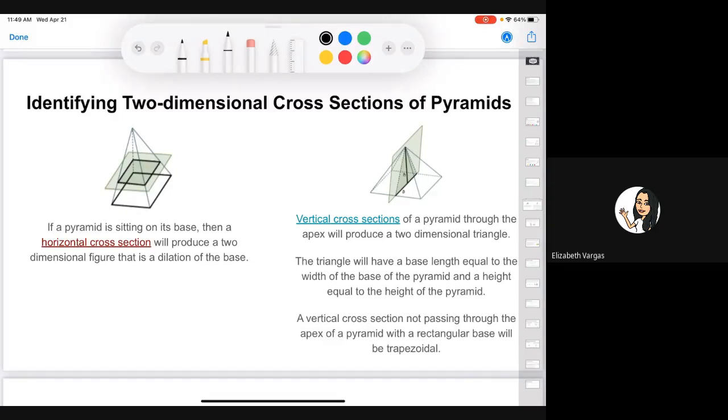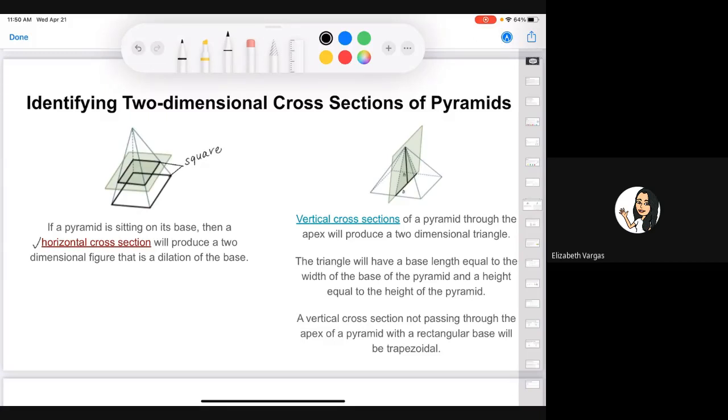And so here we actually have the same type of pyramid. They're both square pyramids, but one is a horizontal cross-section and one is a vertical cross-section. So if a pyramid is sitting on its base, then a horizontal cross-section will produce a two-dimensional figure that is the duplication of the base. So basically, if the base here is a square, and because it's a horizontal cross-section, which means it's parallel to the base, that tells us that our cross-section will also be a square.